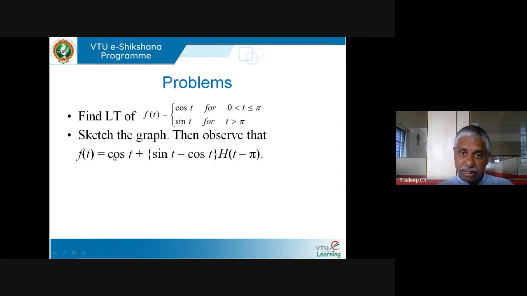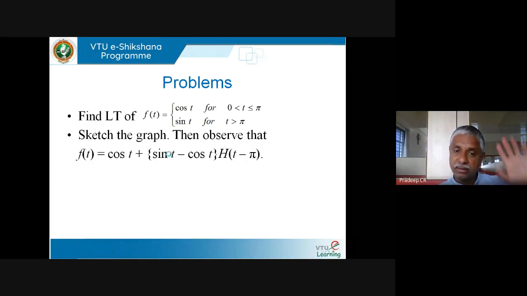So Laplace of cos t I know how to find. I want to find Laplace of sin t into h(t minus pi). How do I do that? I just told you it is like Laplace of f(t) into h(t minus a). So this also I must write in terms of t minus pi. Correct? I want the argument for h and sin to be the same. Then I can use that formula. How do I make it same? I cannot change the argument of h. I can change the argument of t.